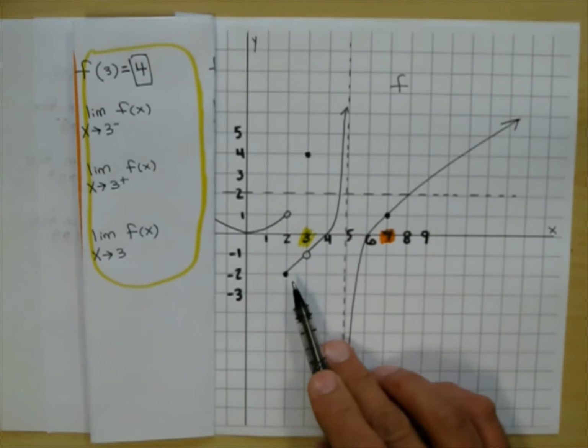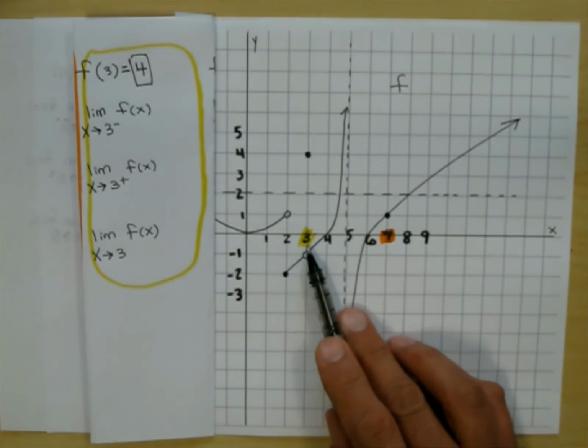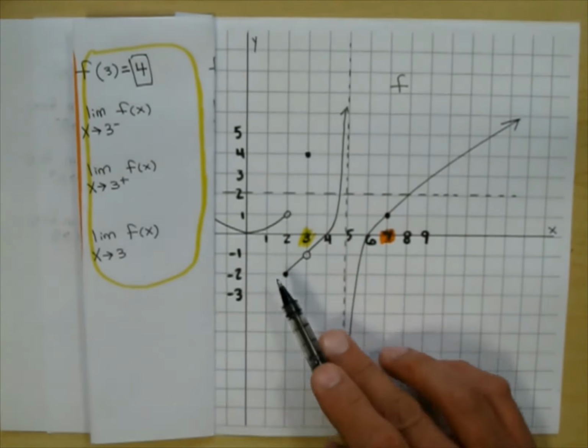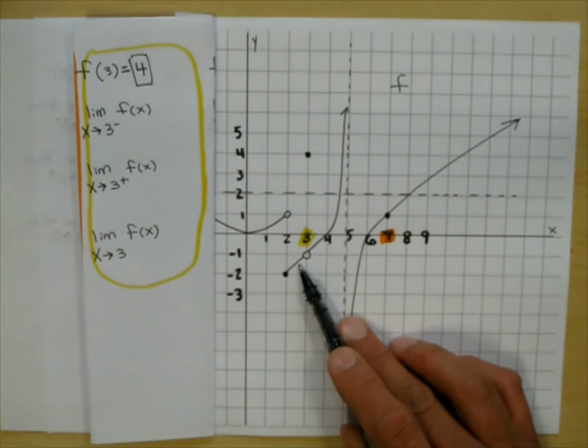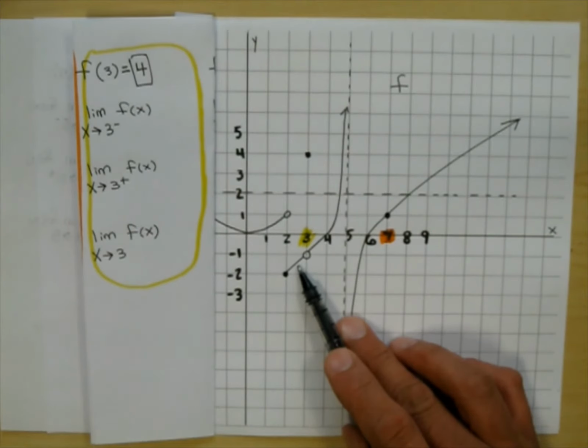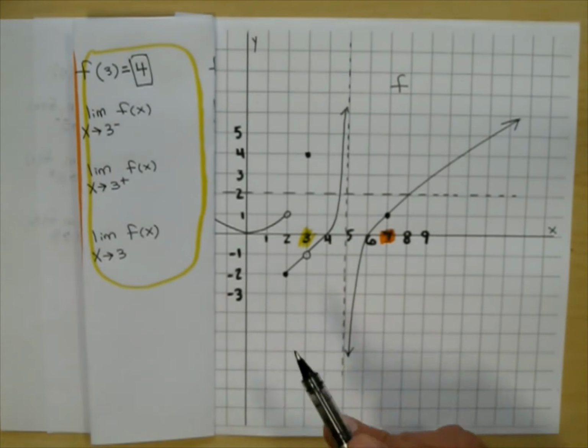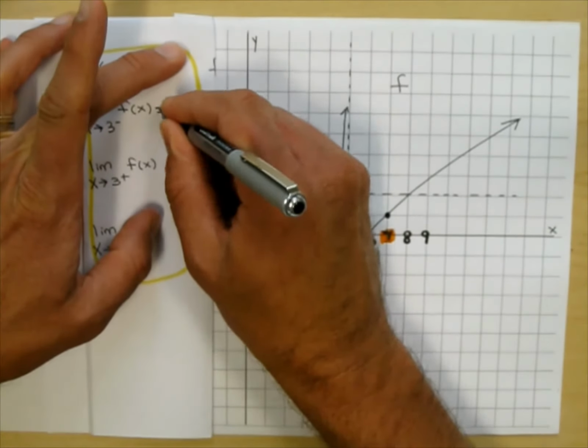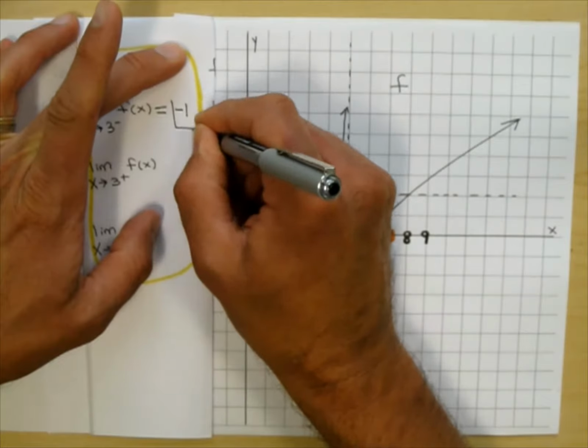The limit as the bug approaches 3 from the left. Okay, so as I'm approaching 3 from the left, yes, there's a hole there and there's a dot up there, but I don't care what happens at 3. I'm about to step on what y value? I'm about to step on the y value, -1. So this one is -1.